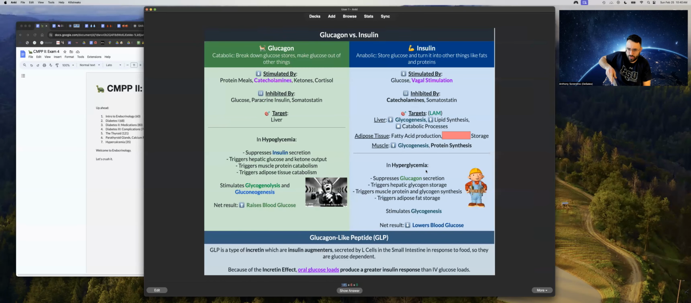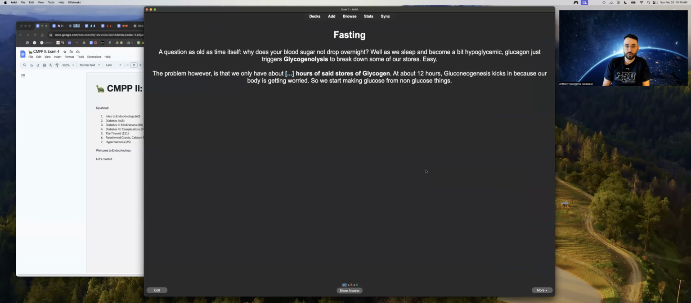Fatty acid production and what storage is there targets of insulin? Triglyceride. Hypoglycemia, glucagon kicks on, triggers hepatic glucose and ketone output. Protein meals, what stimulates glucagon? Protein meals, blank, ketones, cortisol. Catecholamines, yes. You want to think glucagon, sympathetic; insulin, parasympathetic, for sure.